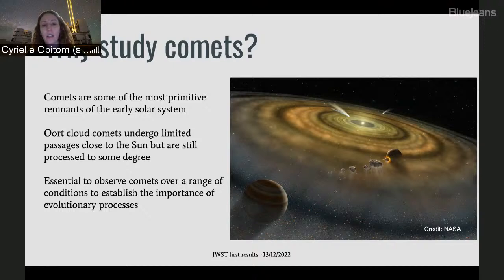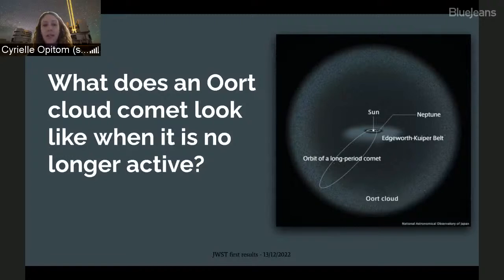The observation of Hale-Bopp that we performed addresses one of these more extreme conditions, which is a comet that has passed close to the Sun and then has moved away and is again no longer active, meaning that there's no longer ice sublimation, and what we see is the surface of the comet and not the gas that's surrounding it. So the question we want to answer here is what does an Oort cloud comet look like when it is no longer active, and in particular, what does its surface look like?